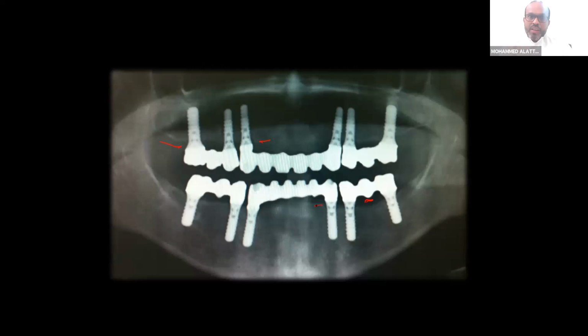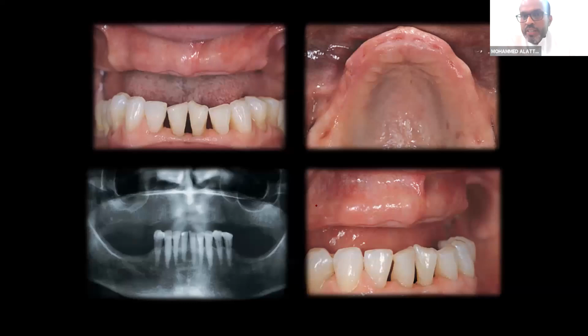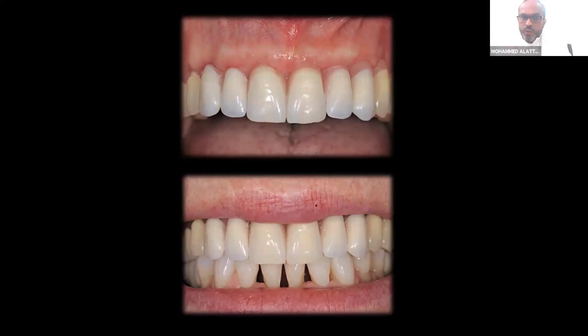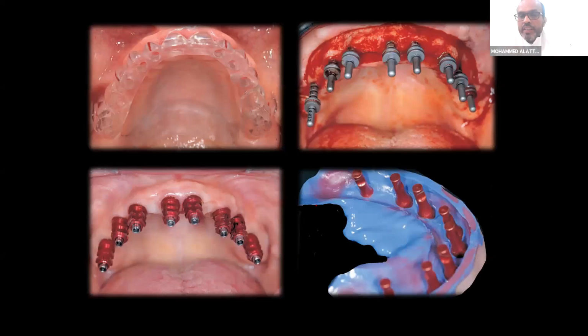Look at this case. The implant is placed for this patient, depending on all the guidance that we are talking about for the diagnosis. After the implant healed, the impression is taken without any connections. The abutment is fabricated and the final prosthesis inserted, and the patient ends up with a good result.